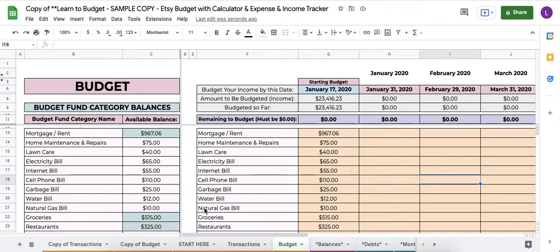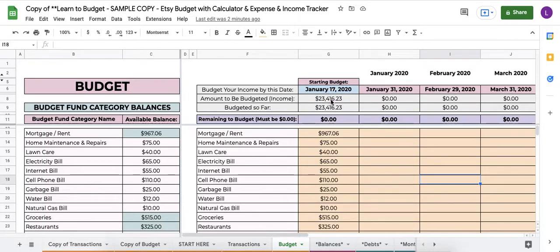Okay, so in the last video where we left off, I explained how on the date that you start your budget, you need to assign every single dollar that you currently own to a budget category. You may also notice that the amounts in this video are different than they were in the last video, and that's because I went ahead and switched to my sample copy because it's going to be easier to show you with real numbers that already exist. So in this example, this person started their budget on January 17th.